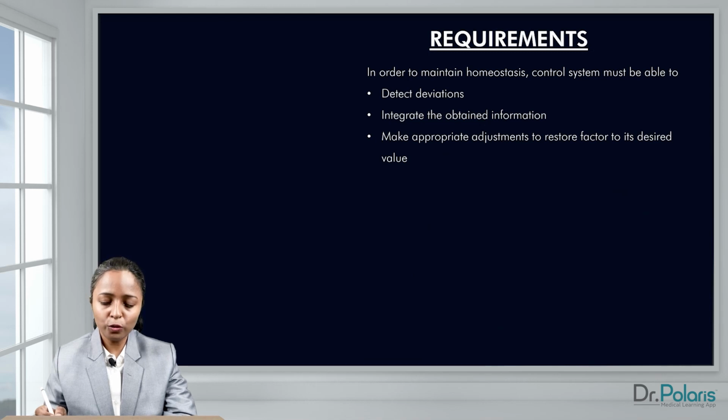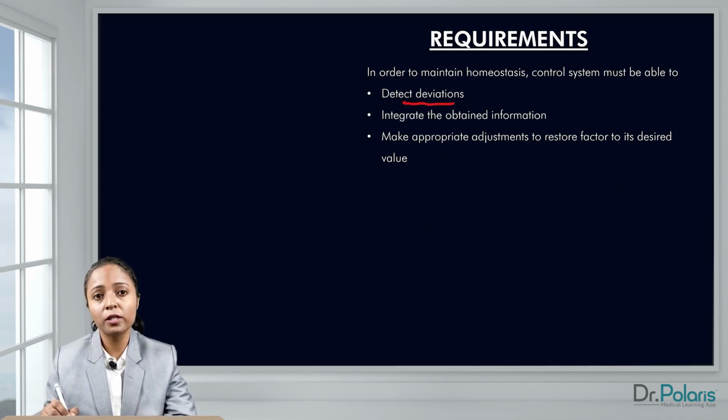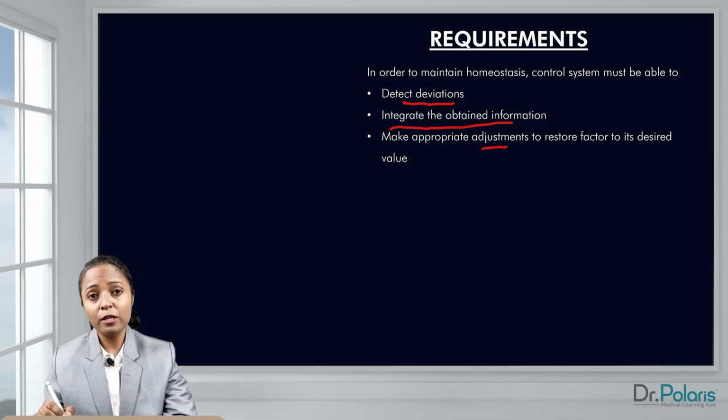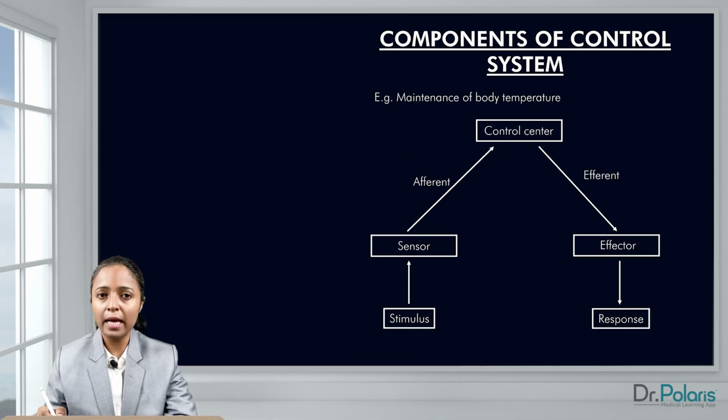Now, in order to maintain homeostasis, there should be certain systems which should be able to detect deviations, right? So if there is any deviation in the variables of the internal milieu, we should be able to sense it. Then whatever information they have obtained from different areas, they should be able to integrate, get some meaning out of it, and then make appropriate adjustments so as to restore these variables to the desired value, that is in a particular normal range, or to a desired value which is suited for that physiological function. So let's take an example of how this is happening.